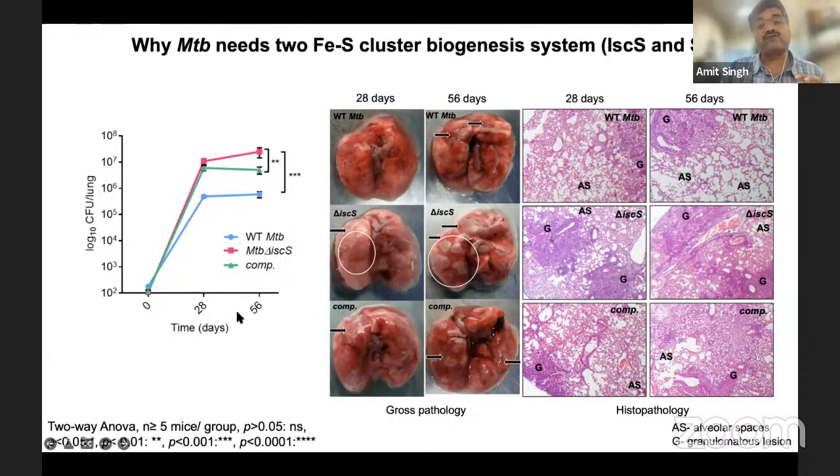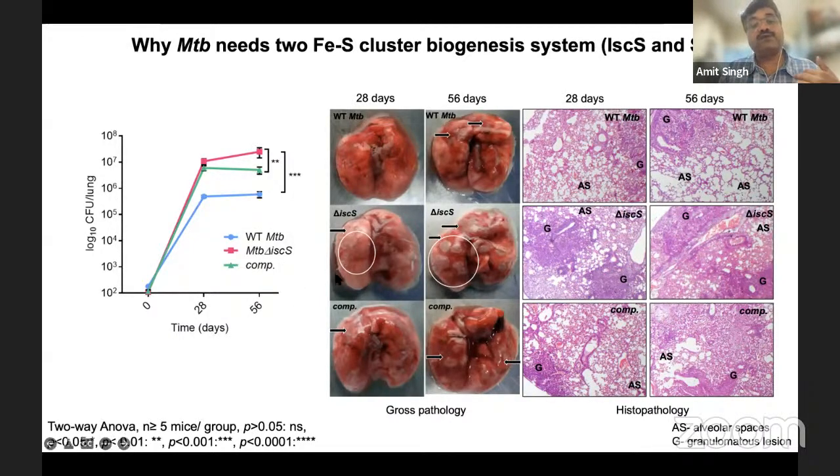We are working on this question, and I'm going to show you only two data, very interesting unpublished data, which sort of bothers us also, why we need two systems. This is an animal experiment with the ICS mutant. This mutant is attenuated in whatever stress condition you give in vitro. Also in macrophages, the mutant is not growing at all. It's super sensitive to all kinds of stresses. Even without stress, in normal aerobic media, growth is only 50% as compared to wild type.